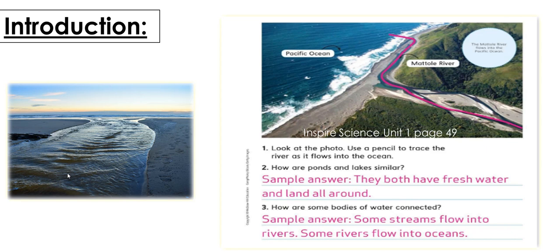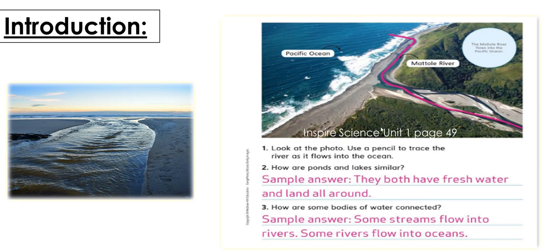It flows across land and it usually empties into a sea or an ocean. Can you see the ocean down here? Yes, and this is the river flowing and going into the sea. Here is a picture from above. This is a river called Matole River, and this is the Pacific Ocean. This river is coming from the land and is moving into the ocean.